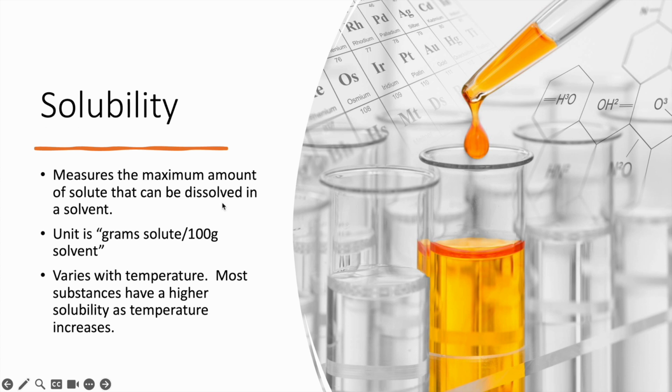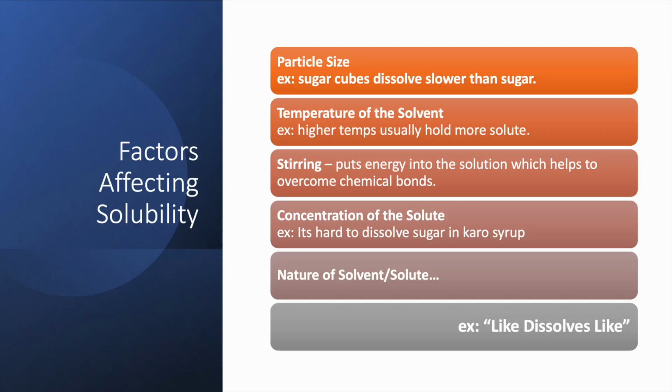Solubility measures the maximum amount of solute that can be dissolved in a solvent. And we measure this in chemistry, and it actually has a unit. It's in grams of solute per 100 grams of solvent. And solubility varies with temperature. You may have experienced this as well. If you were to put sugar into hot tea, it dissolves pretty easily. But if you put sugar into cold tea, it takes a while to dissolve. Most substances have a higher solubility as temperature increases. And we're going to see this on a graph in a second.